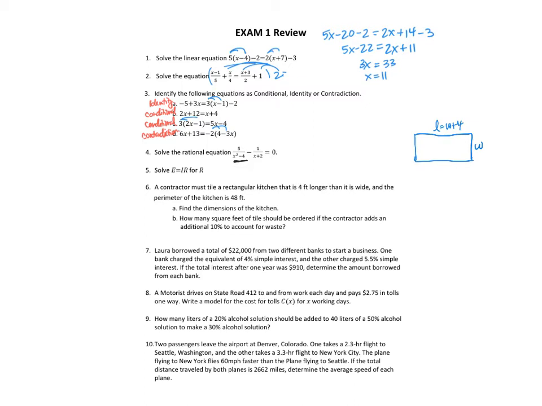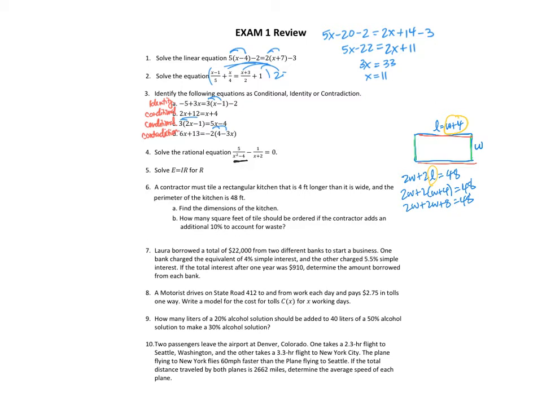And then I know that the perimeter of the kitchen is 48 feet. Well, what does perimeter mean? That's the distance all the way around. So I'll have 2 widths and 2 lengths that I'm adding up to make 48. So 2W plus 2L is equal to 48. And I can go ahead and substitute this W plus 4 in for this L, because I know W plus 4 is equal to L. So if I do that substitution, I'll get 2W plus 2 times W plus 4 is equal to 48. So that gives me 2W plus 2W plus 8 equals 48.